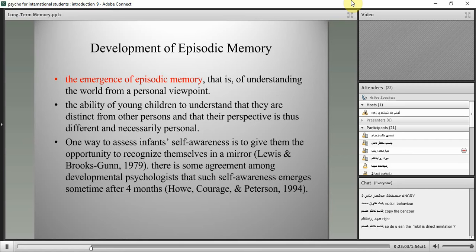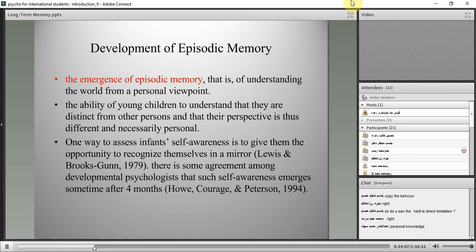Here again. Now let's consider the development of episodic memory, that is, around what age and based on what kind of activities we can decide that episodic memory has been developed. Episodic memory means the understanding of the world from our personal viewpoint, so recalling our personal stories and synopsis. Here it says the ability of young children to understand that they are distinct from other persons and that their perspective is thus different indicates the development of episodic memory. That is the first stage in episodic memory, right?